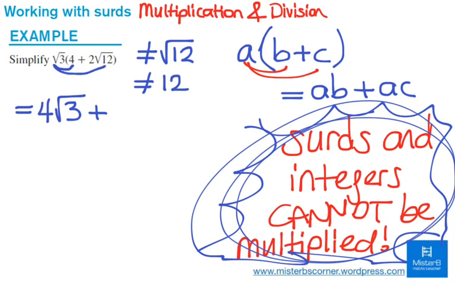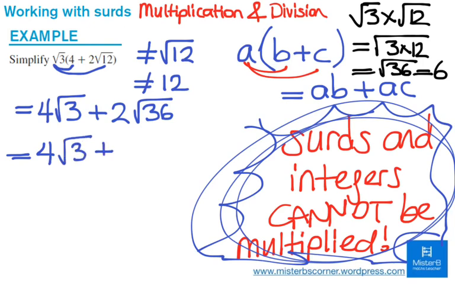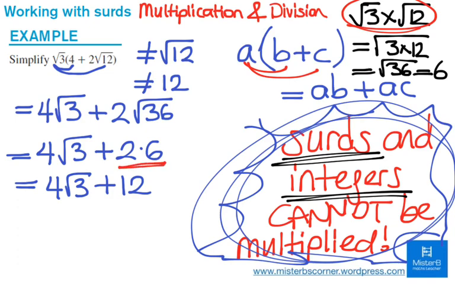root 3 times 2 root 12. Now, you cannot multiply root 3 by 2, but you can multiply root 3 by root 12, which would be root 3 times 12, which will give me root 36. And this means 6, because I can take the square root of 36, as it's a square number. So, basically, I can just go like 2 root 36, and then I can just simplify it to 2 times 3, 6, right? And then this will turn to 4 root 3 plus 12. That's it. So remember, you cannot multiply surds with integers. Although you can multiply surds with surds, or obviously you can multiply integers with integers, but these two do not mix.